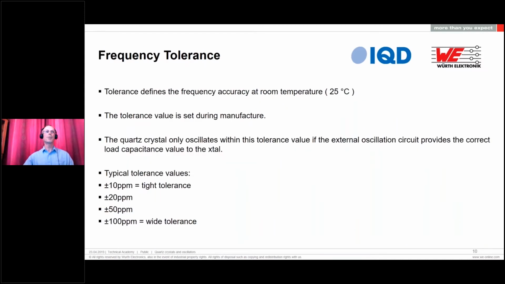So as I said, the frequency tolerance defines the frequency accuracy at room temperature. And this tolerance value is set during manufacture, as I stated previously, by adding or subtracting electrode material. However, the quartz crystal only oscillates within this tolerance value if the external oscillation circuit provides the correct load capacitance value to the crystal. You can see some typical values that you might see for a crystal tolerance. Plus or minus 10 parts per million would be considered quite a tight or low value tolerance, whereas 100 ppm will be considered quite wide. A typical value may be 20 or 30 ppm.